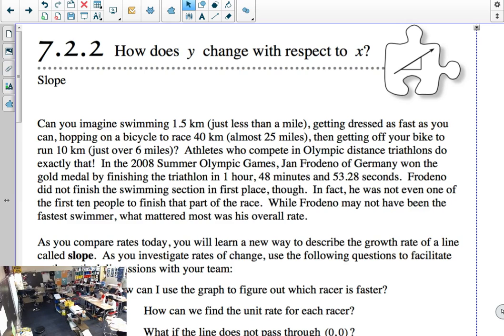So here we have some data on some cyclists. This graph, or these graphs, more so, show the relationship in their distance compared to time.